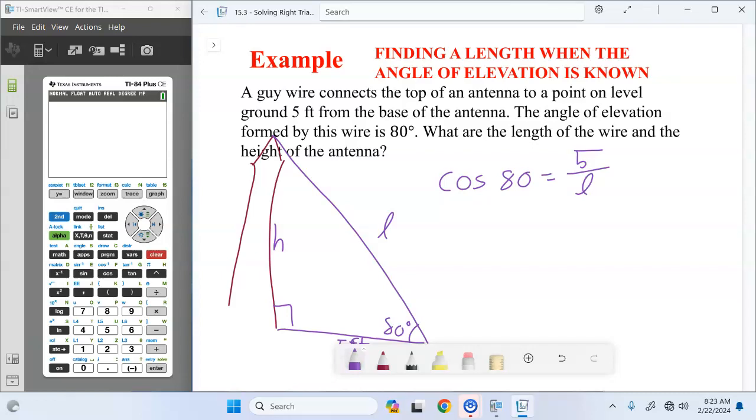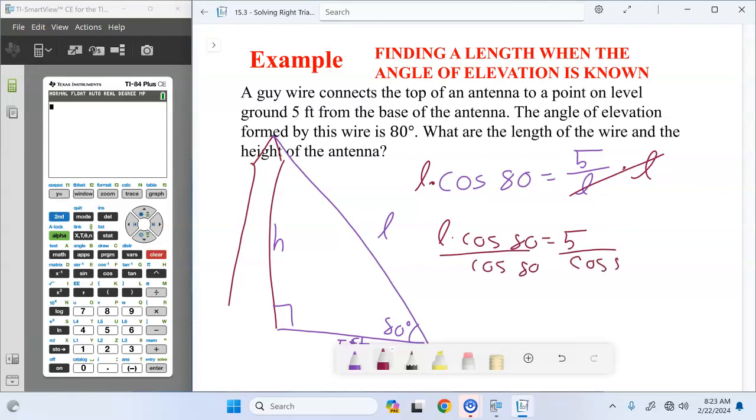Okay? Just like with our last one with tangent, because we have that variable in the denominator, we'll multiply first by the variable. So we have length times cosine of 80 equals 5, and then divide by cosine of 80. Okay? So 5 divided by cosine of 80. We get a guy wire that is approximately 28.8 feet long. What ratio are we going to use to find height?